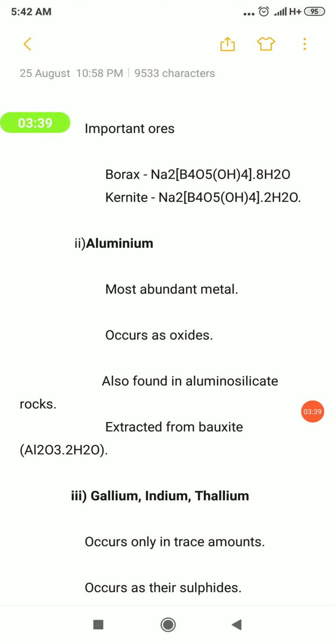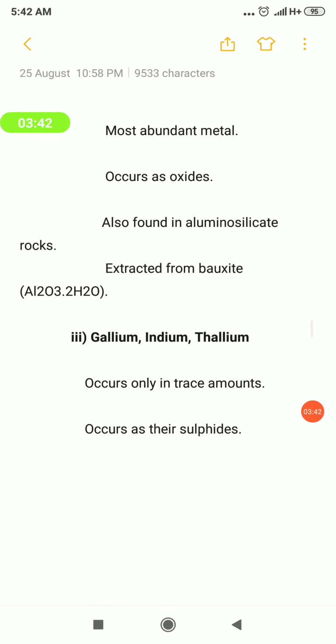Then the remaining elements, gallium, indium and thallium. Their percentage in the earth crust is very minimum. They occur only in trace amounts. Trace means very small. They occur only in trace amounts, and they occur as their sulfides. Aluminium we saw exists as oxides. Boron we saw exists as borates, whereas gallium, indium and thallium exist as sulfides. So with this the occurrence of the elements of 13th group is over. Is it clear? So go through this and learn well.